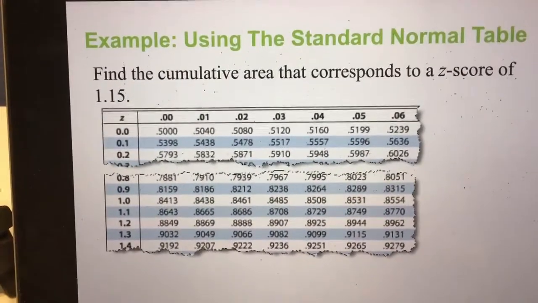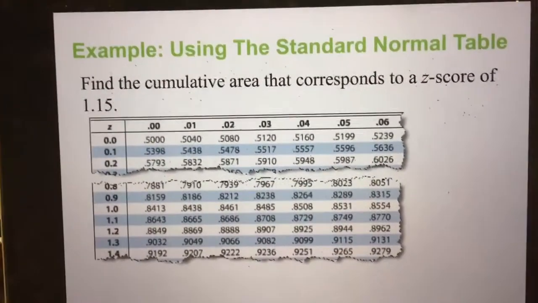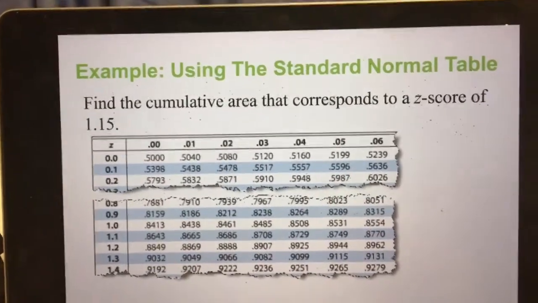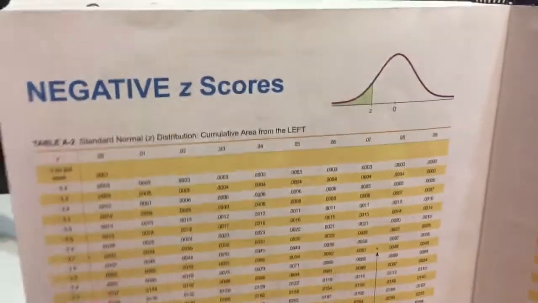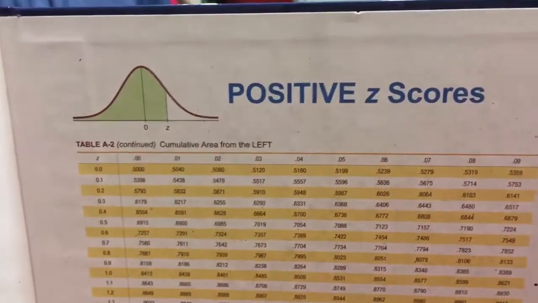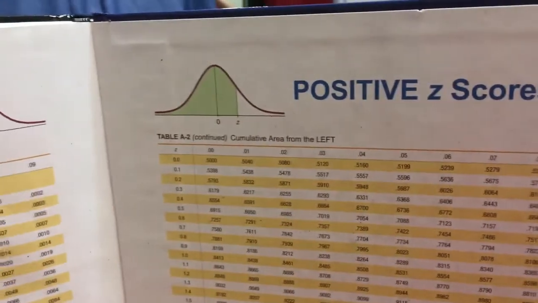Now this one is just an example. I'm going to show you the back of your book, A2, real quickly. This is the negative z-score table. This over here is the positive z-score table. These are the tables that are in the back of your book.